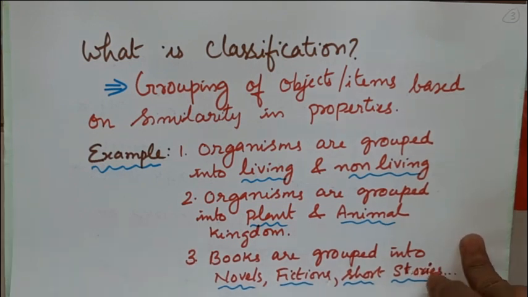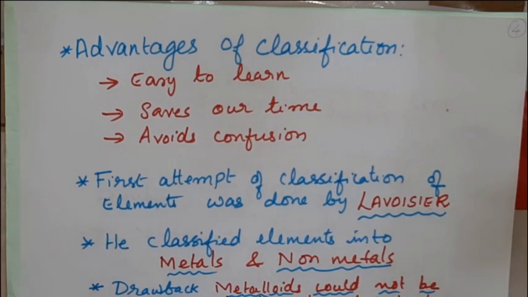So here in this chapter also you will learn how elements are classified, why elements are classified. Is there any advantage of classifying elements? Of course, we can save a lot of our time if we get things in a classified manner. It is easy to study about the elements and it avoids a lot of confusion. So there are basically 3 advantages of classification. One is it makes our study easier, it saves our time, and it avoids confusion.